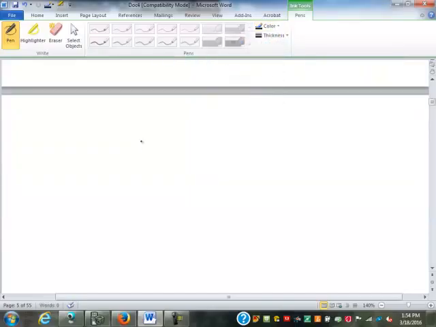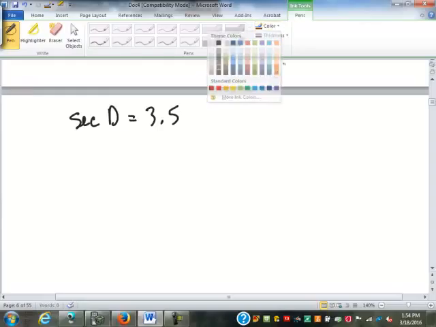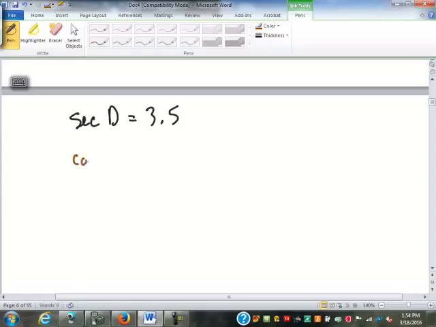Watch the videos. If I tell you that the secant of angle D equals 3.5, can I find all the other functions? Let me write it down before you go. Well, I'm actually going to argue that this is the same problem we just did up above, because the cosine of D is 1 over the secant. If secant is the reciprocal of cosine, cosine is the reciprocal of secant.